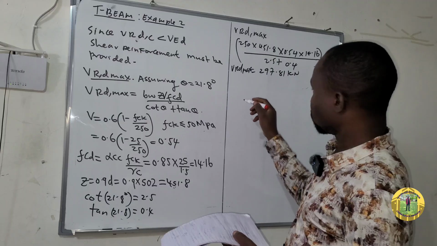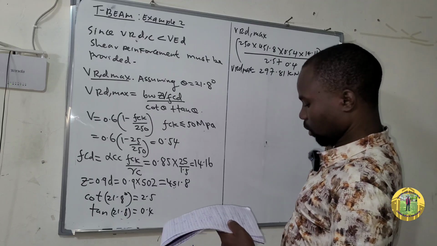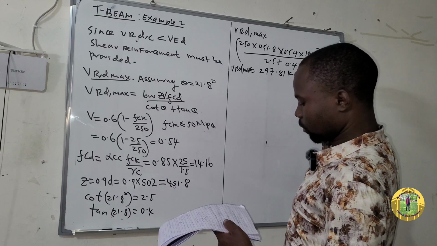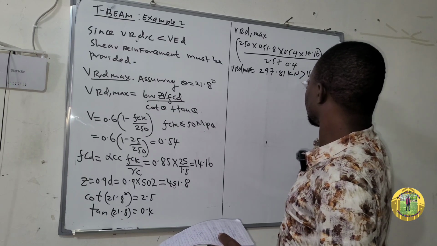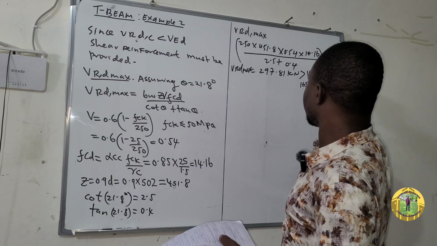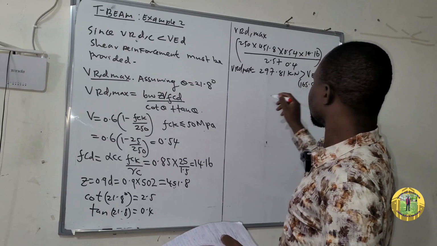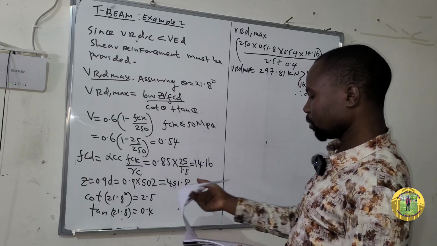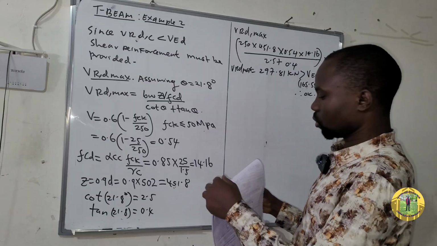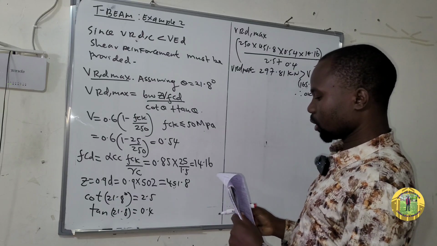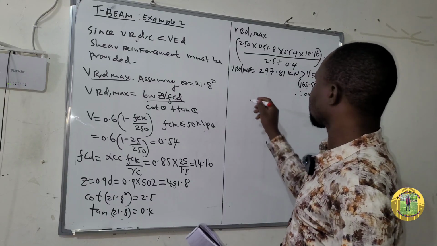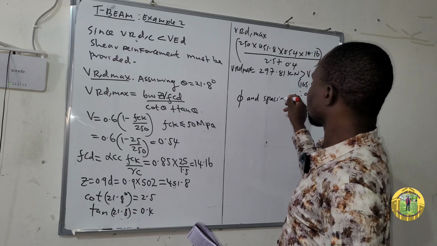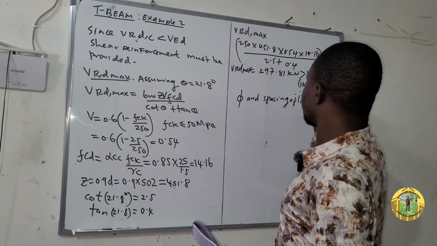Therefore, this one is greater than VED, which is 165.55 kilonewton. Therefore, okay. We now proceed to diameter and the spacing of links. Diameter and spacing of links.